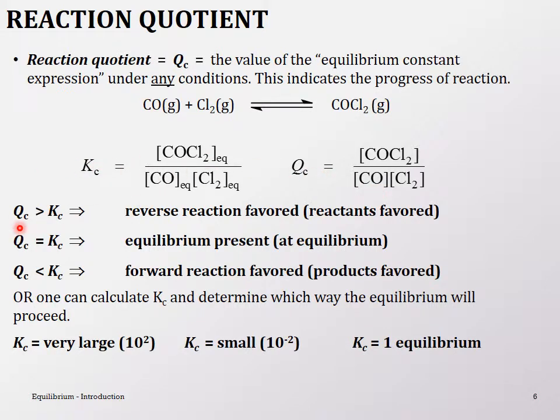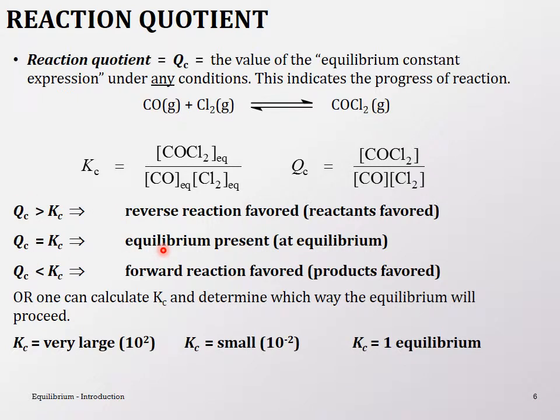If Qc is more than Kc, which means the reaction quotient is more, then the reverse reaction is favored. If Qc is equal to Kc, if both of them are equal, then at that point your reaction is at equilibrium. And if Qc is less than Kc, then the forward reaction is favored, which means that the reaction is going towards the product side. All right, so that is the general trend for comparing Qc to Kc.